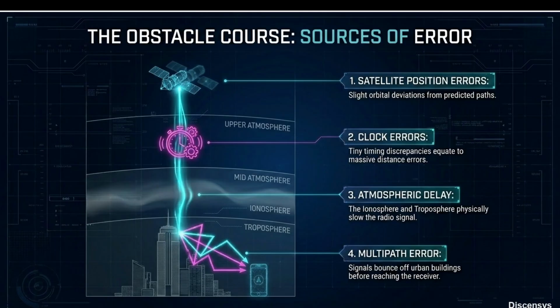And we have the satellite position errors, slight orbital deviations from predicted paths. These satellites orbit around the Earth, right? So if there are any deviations in that, it will cause deviations from the predicted paths. So these are the four main types of errors which can occur when GPS is calculated: satellite position errors, clock errors, atmospheric delay, multipath error.